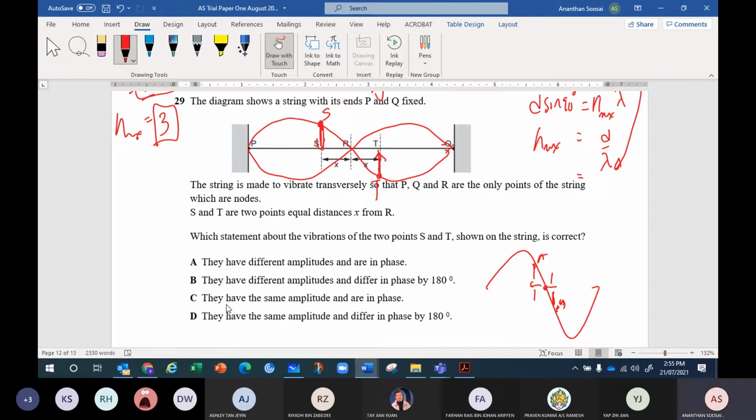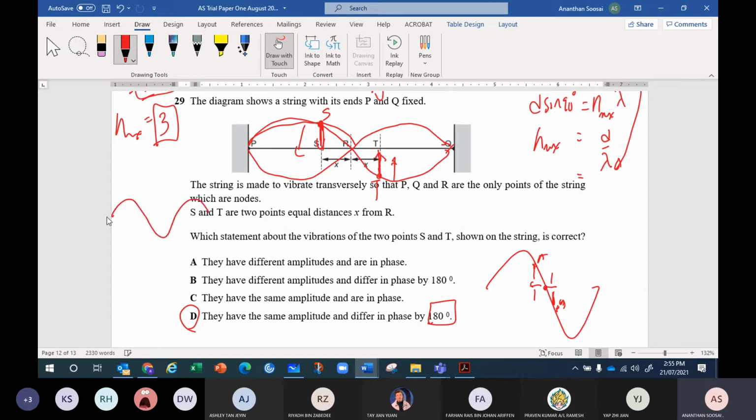Either C or D. They have the same amplitude and are in phase? They are not in phase. They are out of phase, because if the first loop is going down, the second loop will be going up. They always have a phase difference of 180. So of course D is the answer. They have the same amplitude but are in anti-phase, phase difference of 180.